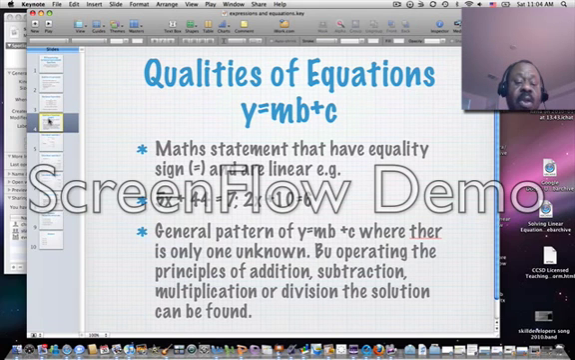Now, what are the qualities of an equation? Basically, it has the form of y equals mx plus b. It's a math statement that has an equality sign. For example, 5x plus 4 equals 7, or 2x plus 10 equals 6.